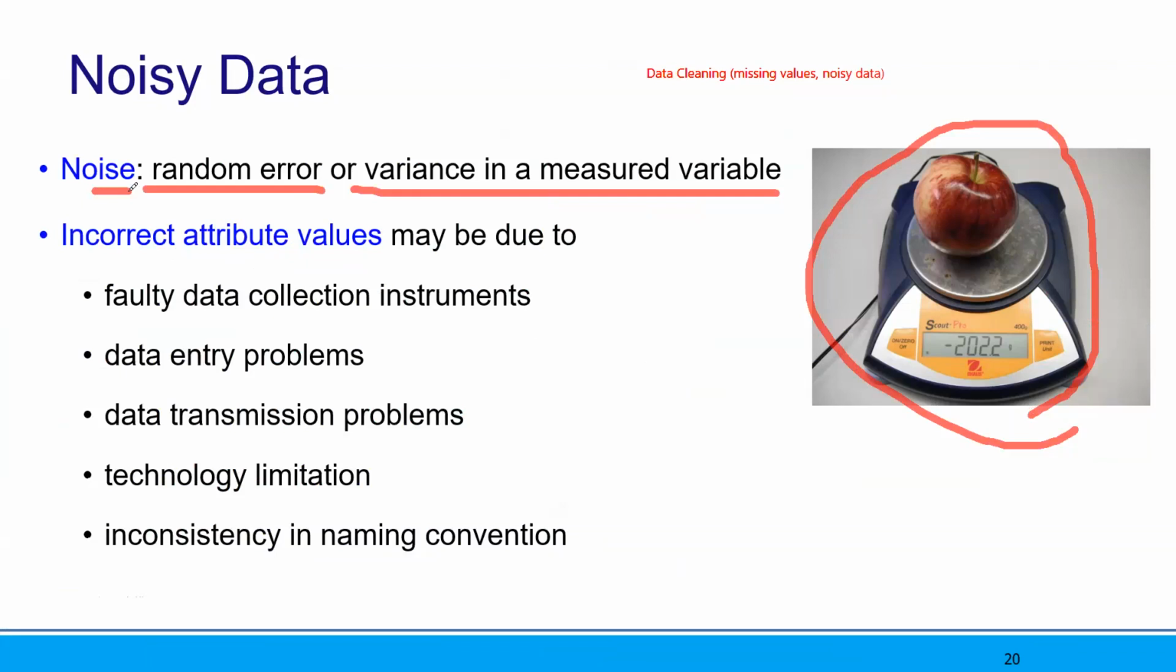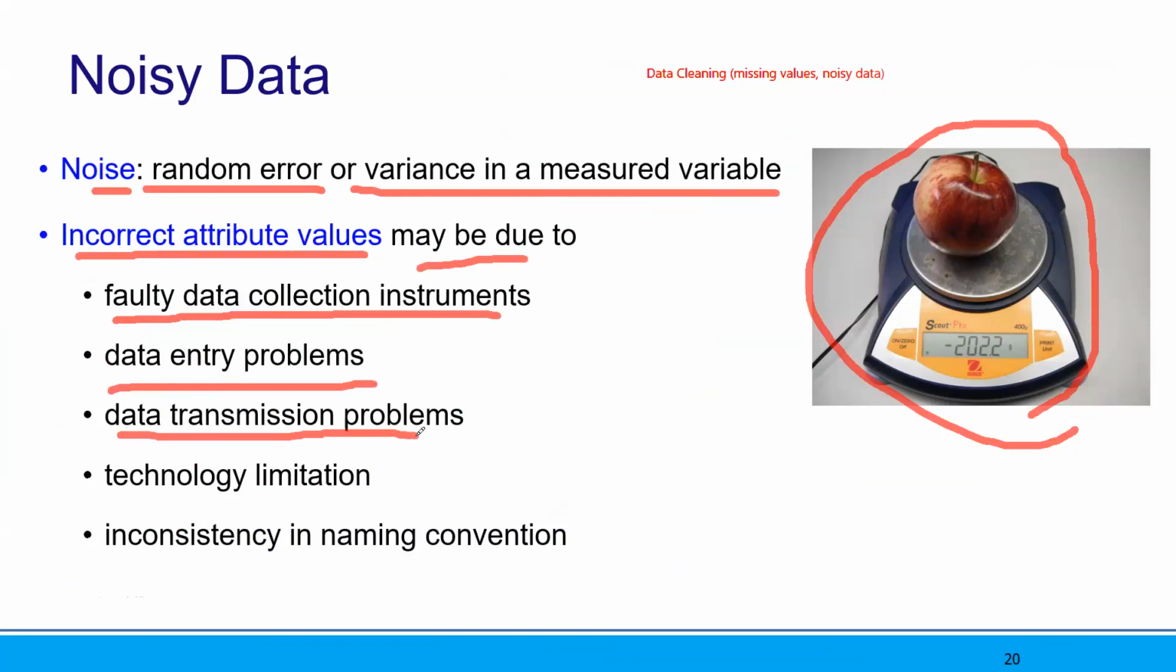The noise is the incorrect attribute values. So the value that is not correct, the value that is not in the distribution. It can be due to a faulty data collection instrument. It can be because of data entry problems. It can be data transmission problems, maybe the internet connection is not good. It can be the technology limitation or inconsistency in naming convention.